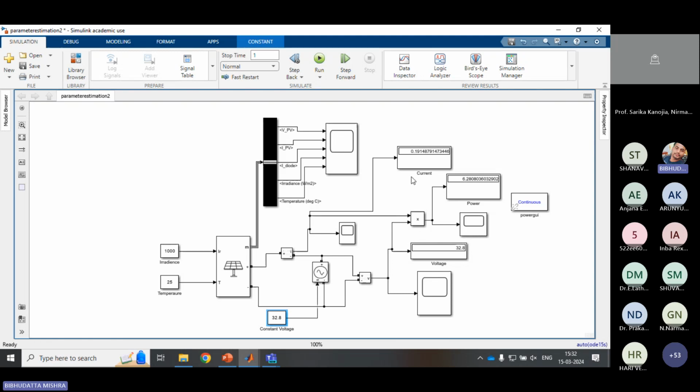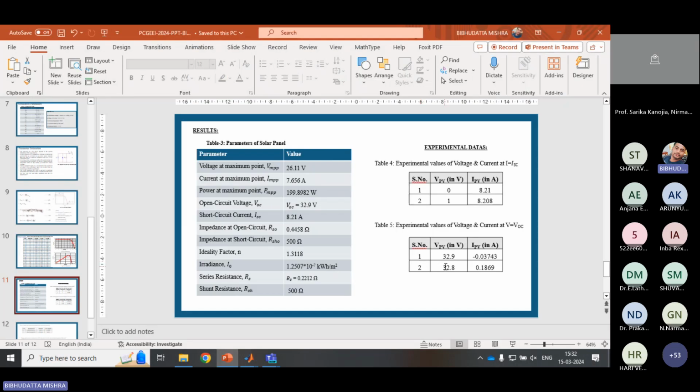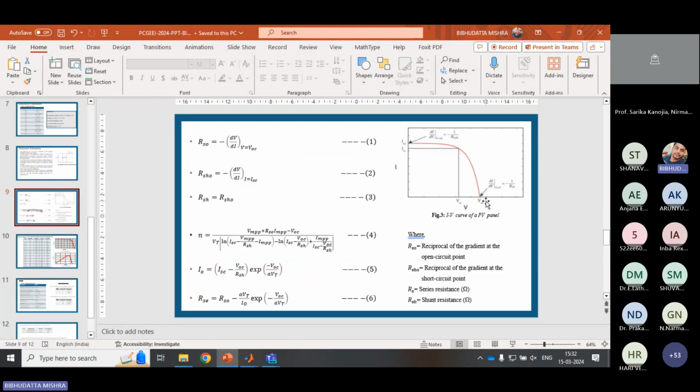So for 32.8, it is 0.1914, and that has been updated here. 32.89, minus 0.03743; 32.8, 0.1867. We are operating at the open circuit condition and finding the parameter from this curve. In open circuit condition, we are finding the parameter RS naught. From RS naught, we can calculate RSE referring to the formula equation 6.